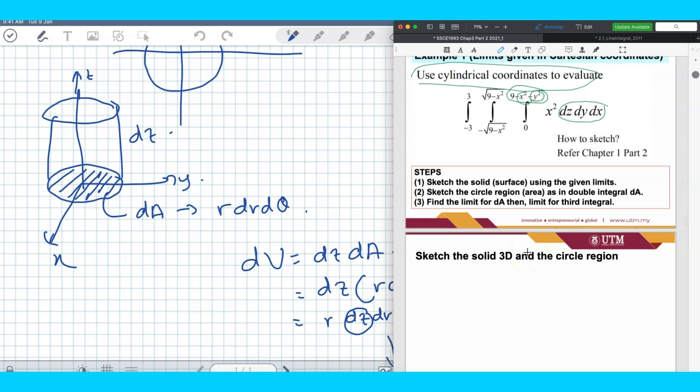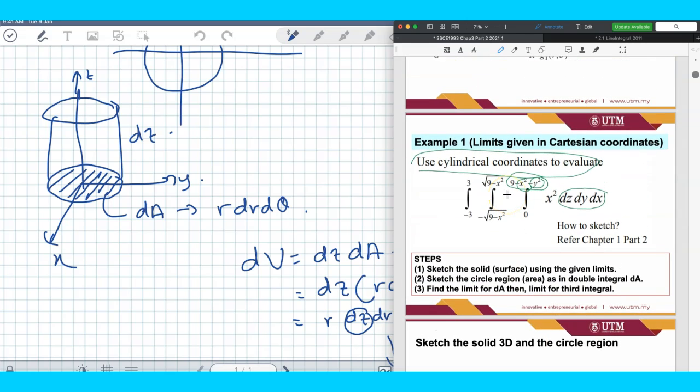In order for you to change the coordinate system from Cartesian to cylindrical, you have to have the solid first. Just like you have done in double integrals, when you want to change the order of integration, you need the region, right? You have to sketch the region first. And you have also learned about changing from Cartesian to polar in double integrals. To do that, you also have to sketch the solid.